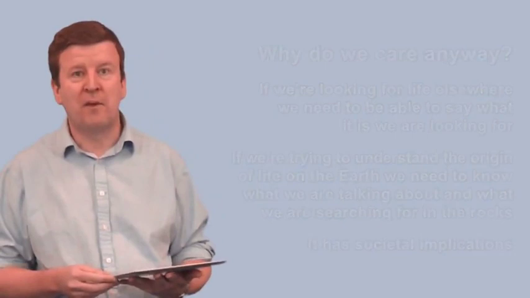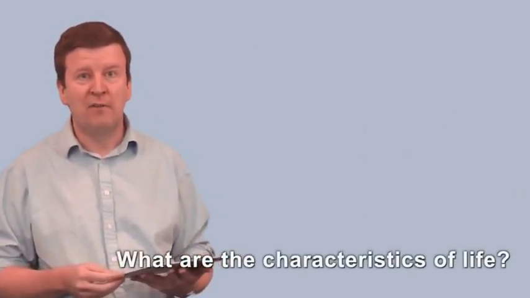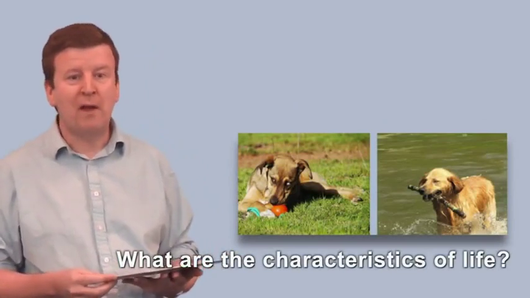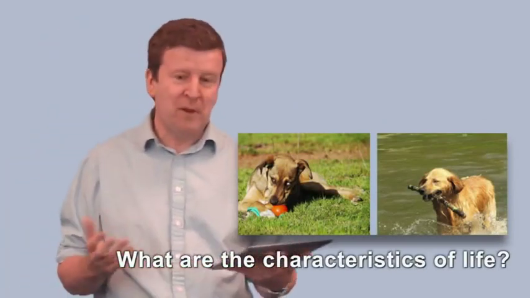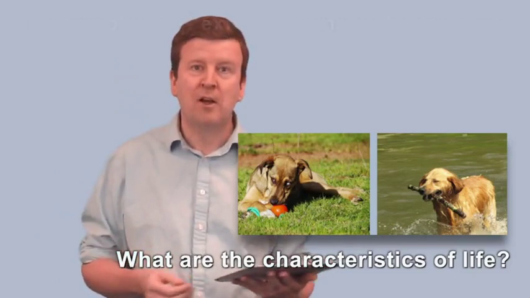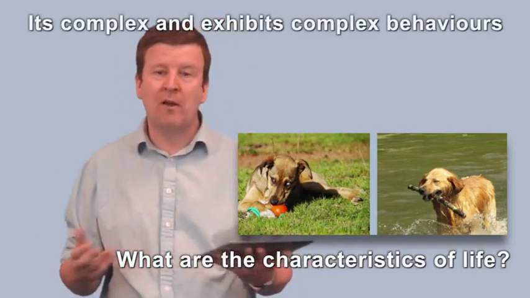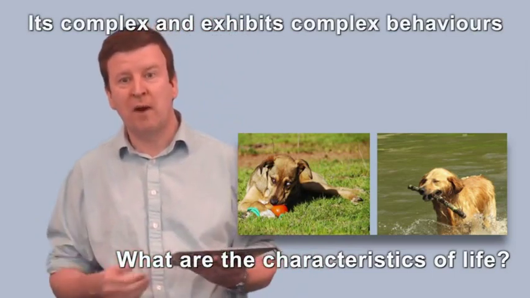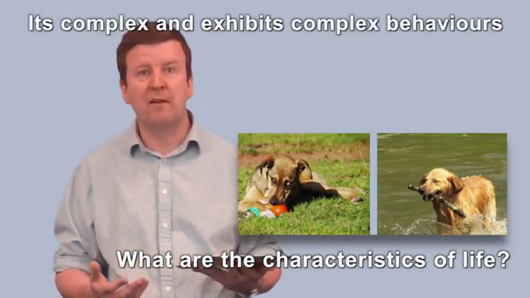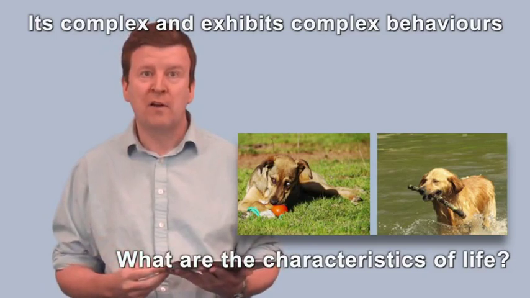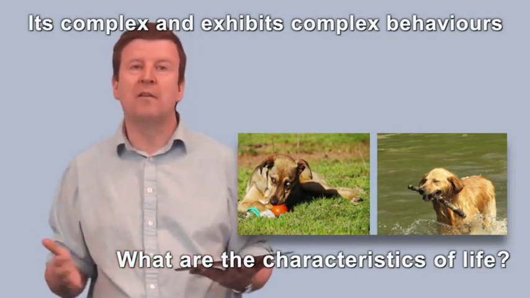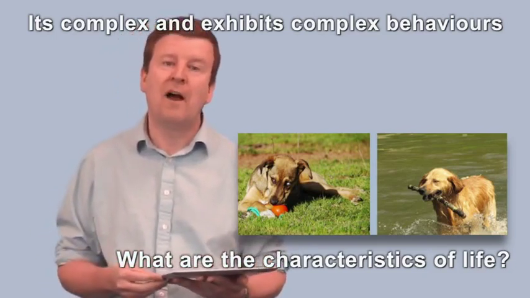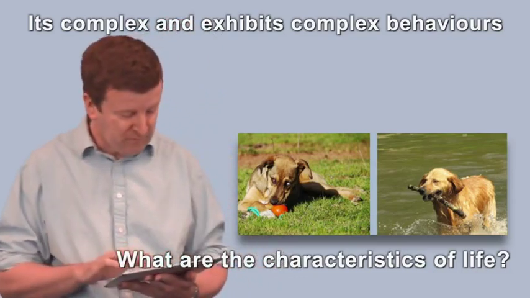So let's have a look at some of the characteristics that you and I might think define living things. Well, if you look at pet dogs, for instance, they seem to be very complex and they exhibit complex behaviors. We might look at the behavior of our pet dog, the way it greets us, and we might say, well, that sort of complexity is indicative of life. Non-life doesn't exhibit the same sort of complexity as life does.